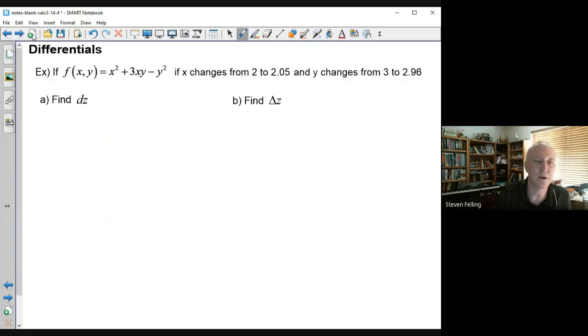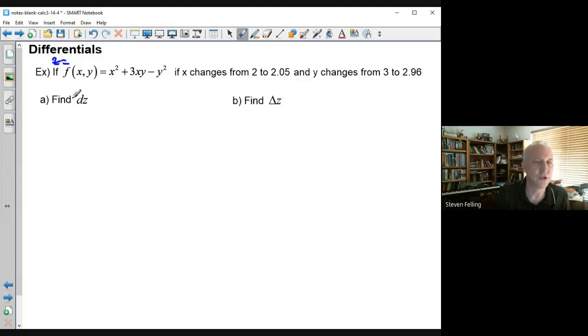All right, now I think we can do this last example. Let's say that a surface is given by z equals f of x and y, which is x squared plus 3xy minus y squared. If x changes from 2 to 2.05 and y changes from 3 to 2.95, can we find the differential change dz and the actual change delta z?